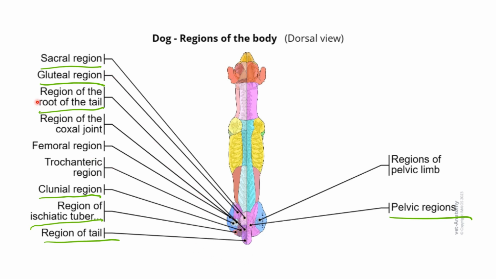Again, the region of the root of the tail. Then we have the cluneal region, that distant cousin of the gluteal region, the glutes, everything for the glutes. Then again, the region of the ischiadic tuber right here. And the region of the tail, depends on how long it is.